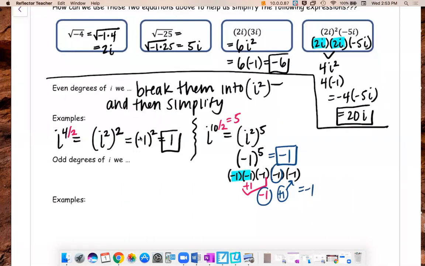So think about it in this way. If you take a negative number and raise it to an even power, it's always going to come out being positive. If you take a negative number and raise it to an odd power, it's going to come out being negative. So this final answer is going to be -1.